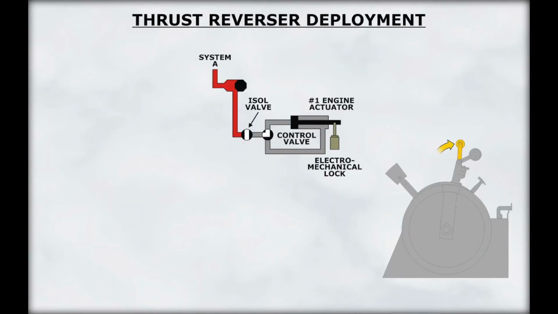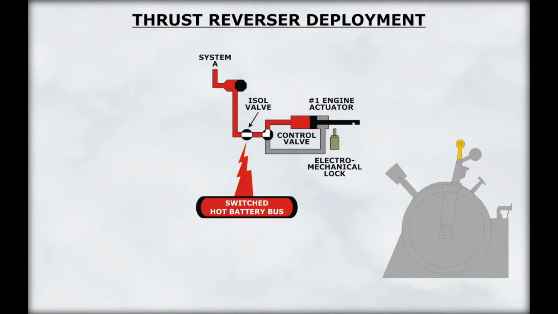When the thrust reverser lever is raised, and if all the conditions are met, an electromechanical lock is released. The reverser isolation valve opens, and hydraulic pressure is directed to deploy the system. The reverser isolation valve is powered by the switched hot battery bus.